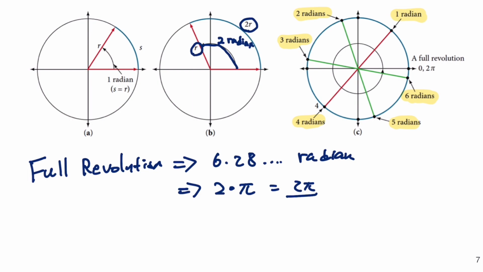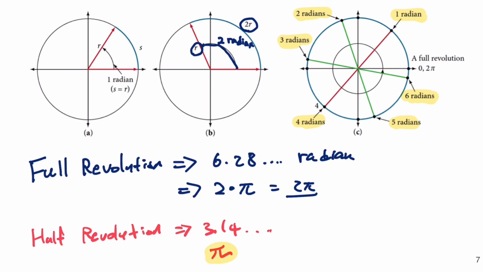That's always true for any circle. Equivalently, then, half a circle, or half revolution, is pi. 3.14, an unending decimal. It goes forever. We decide to call this number pi. So that's where the number pi comes from.